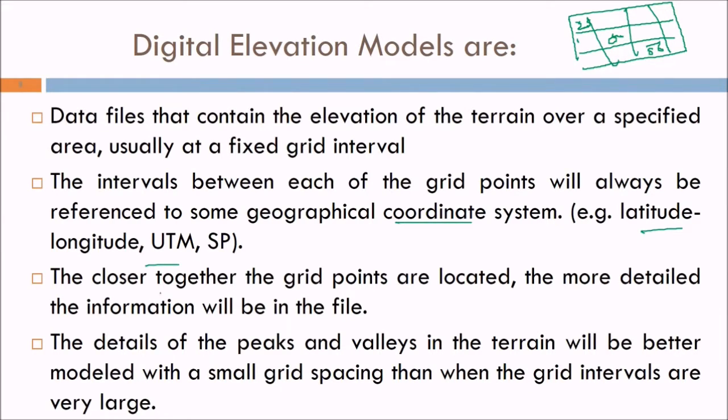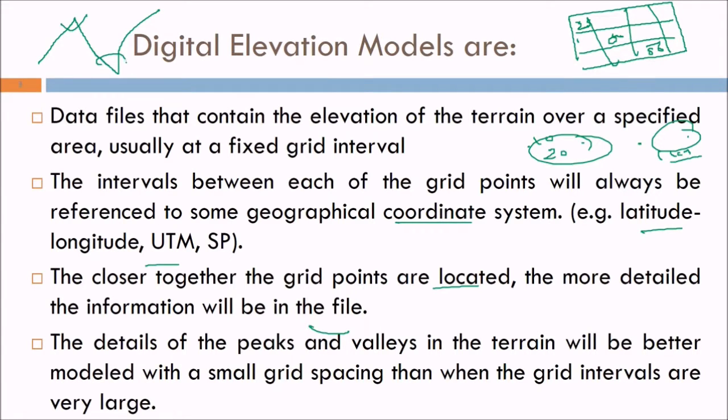So, the closer together the grid points are located, the more detailed information will be in the file. That means if you say these 2 points are 20 meters apart or 10 meters apart, and these points are 1 kilometer apart, this is more dense than that representation. So, the details of the peaks and the valleys.